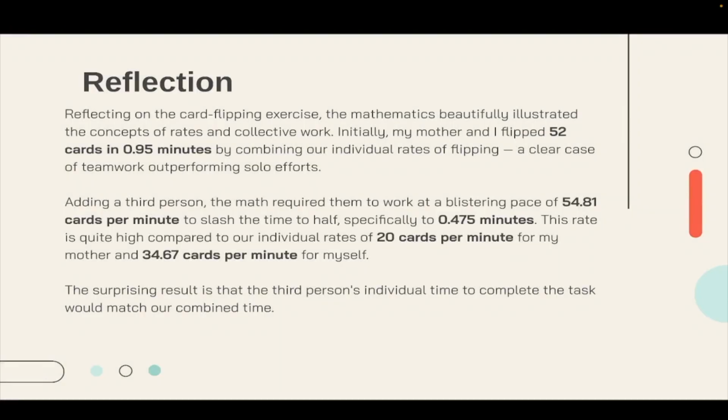Reflection. Reflecting on the card flipping exercise, the math beautifully illustrates the concepts of rate and collective work. Initially, my mother and I flipped 52 cards in 0.95 minutes. By combining our individual rates of flipping, a clear case of teamwork outperforming solo efforts emerges. Adding a third person, the math requires them to work at a blistering pace of 54.81 cards per minute to slash the time to half, specifically to 0.475 minutes. This rate is quite high compared to our individual rates of 20 cards per minute for my mother and 34.67 cards per minute for myself. The surprising result is that the third person's individual time to complete the task would match our combined time.